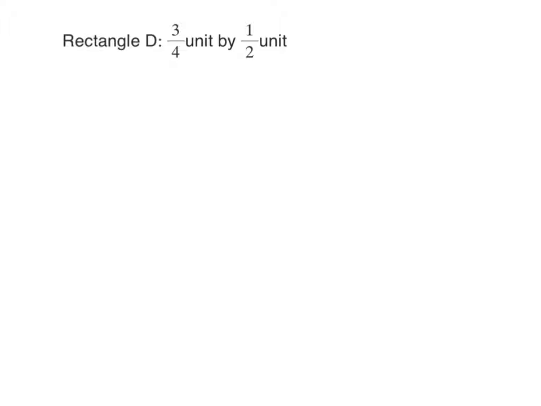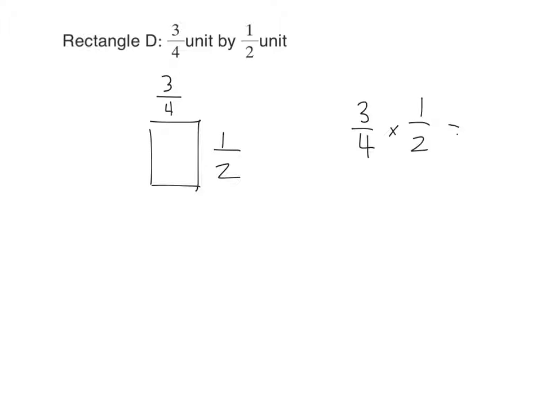When there's no fraction part, all you need to do is draw the 3/4 unit by 1/2 unit. Yes. Okay? And then how can we find the area of that? We multiply 3/4 times 1/2, which is 3/8 square units. Okay? Very good.